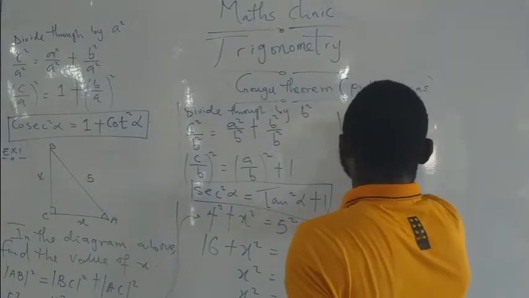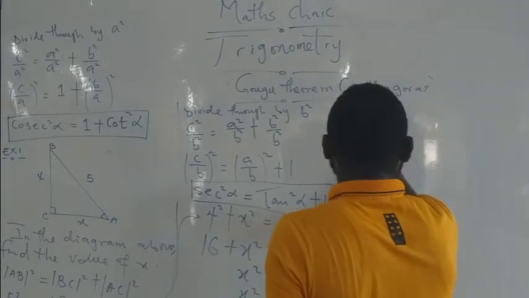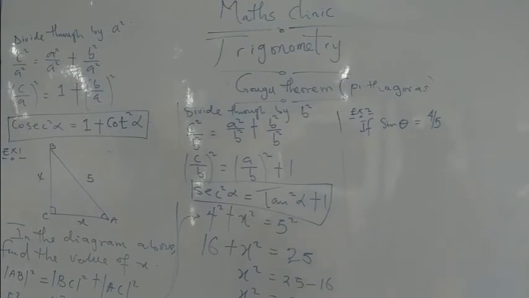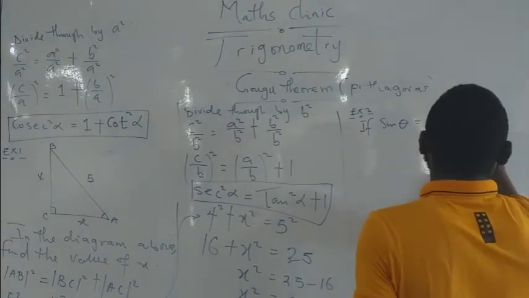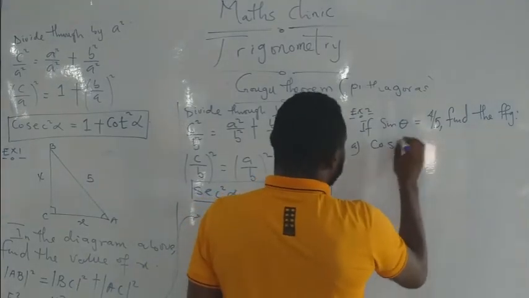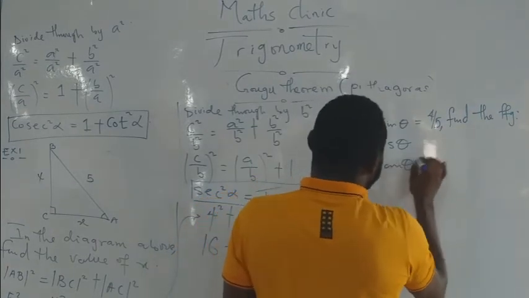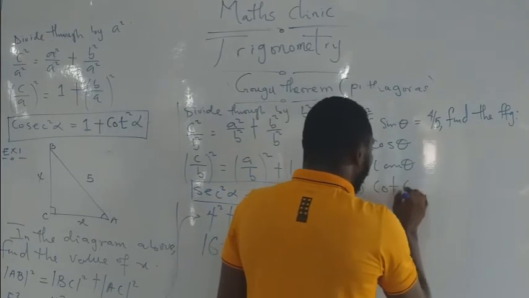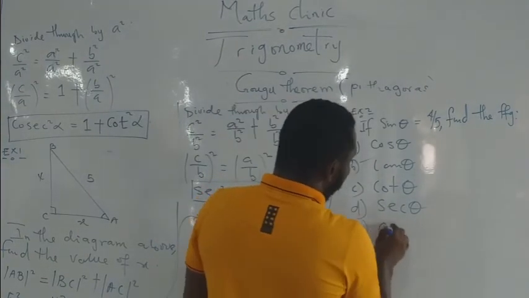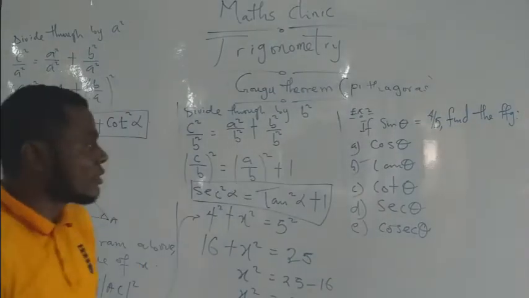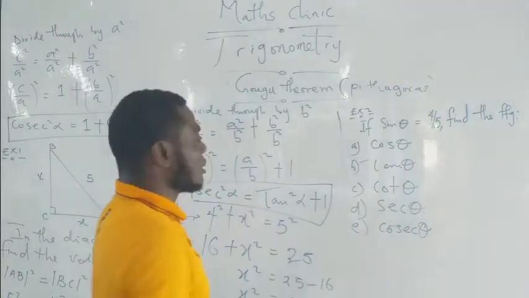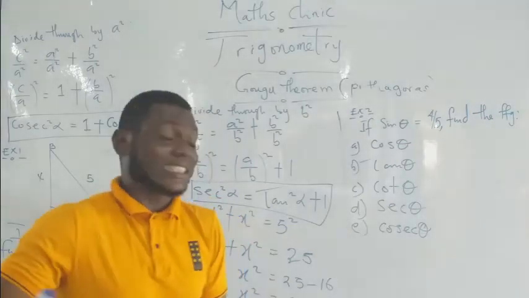Now let's go. Example 2. If sine theta equals 4 upon 5, find the following: A, cos theta; B, tan theta; C, cot theta; D, sec theta; E, cosec theta. Okay, let's look at it.